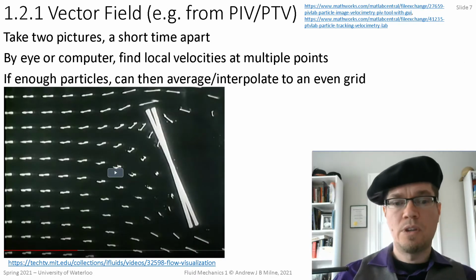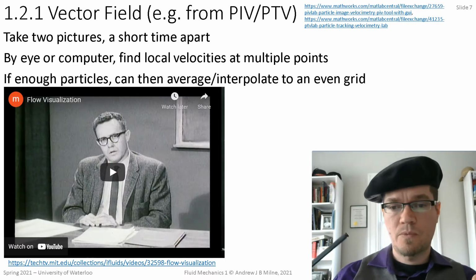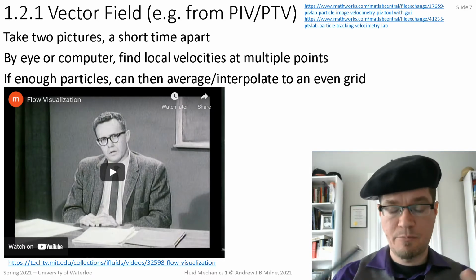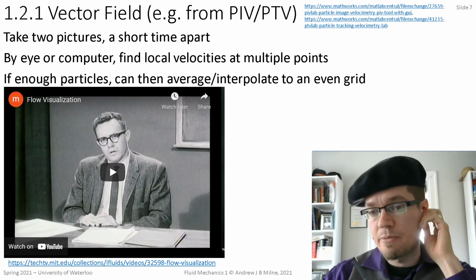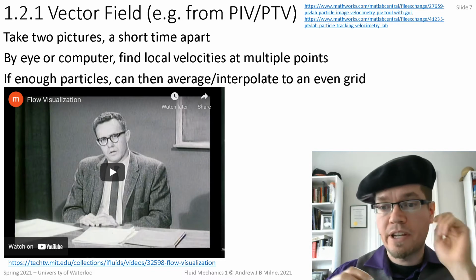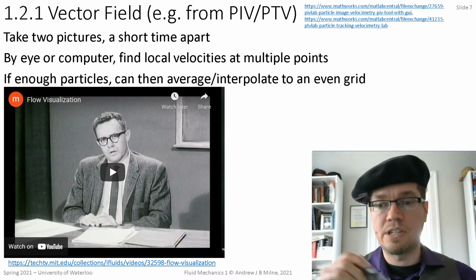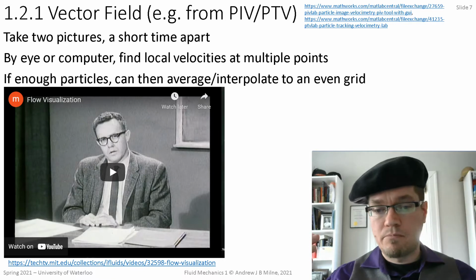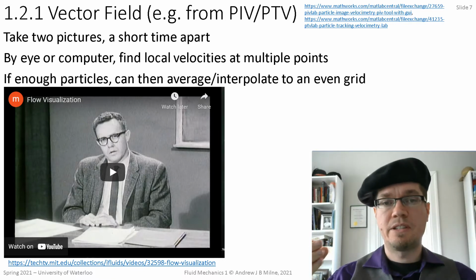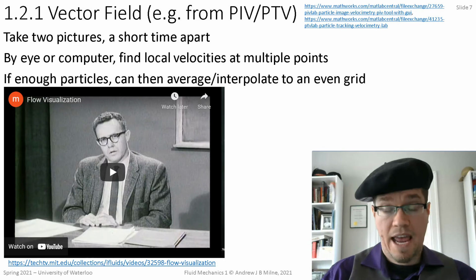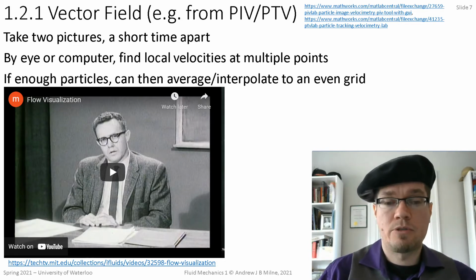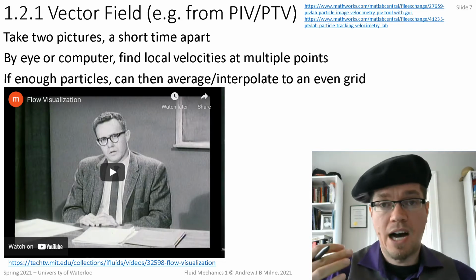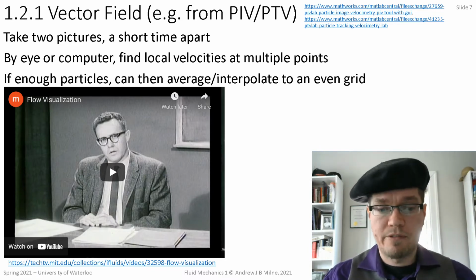So how do we visualize the vector field? Well, there's a couple of computer vision techniques like PIV, particle image velocimetry, and PTV, particle tracking velocimetry. And those tiny links in the upper right will take you to some MATLAB codes that you can use to implement them. But the basic premise of it is something that you can wrap your head around and do by hand, do by eye. Because the basic premise is that you take two pictures of a flow some short time apart, and then by eye or by computer, you find the local velocity at multiple points in the flow.